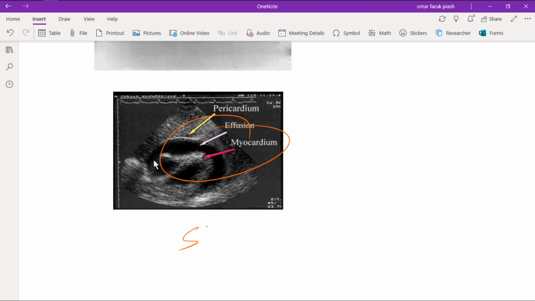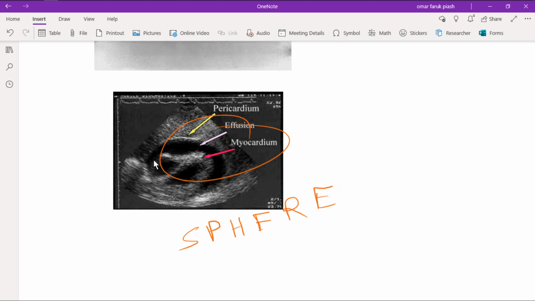You can remember all the complications of lung cancer by SPHERE. That means superior vena cava syndrome, Pancoast tumor, Horner syndrome, some endocrine paraneoplastic syndromes, recurrent laryngeal nerve compression which causes hoarseness, and effusion, pleural and pericardial effusion.